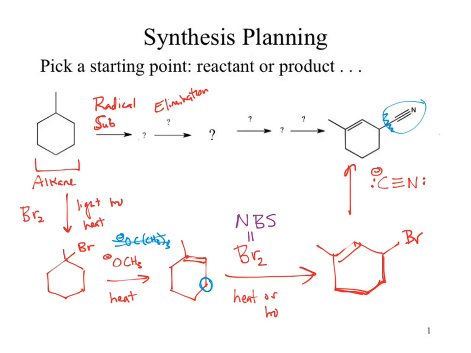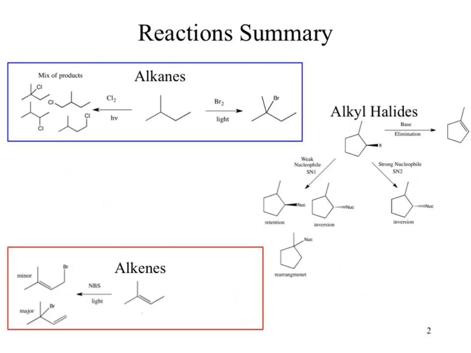Already behind schedule. I said it was going to be done in 30 minutes. So, our reaction summary. I did kind of cut some of the reactions out of this. We've got our alkanes. As far as the reactions, we've got bromine and light. We could also throw in NBS there. Should have included that. Still requires light to initiate or heat.